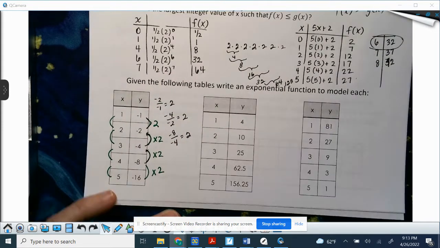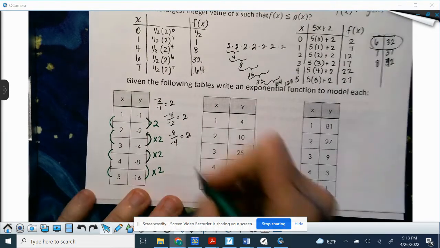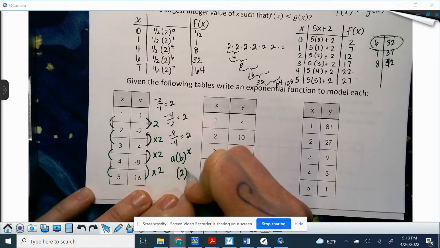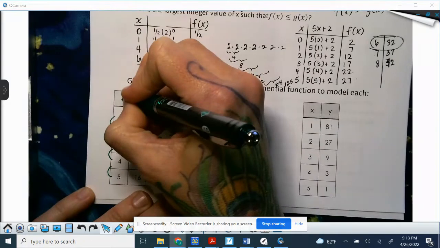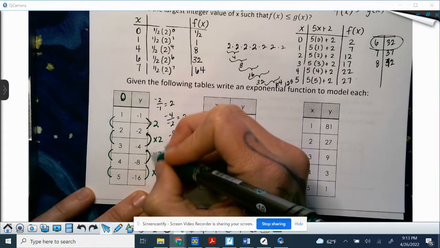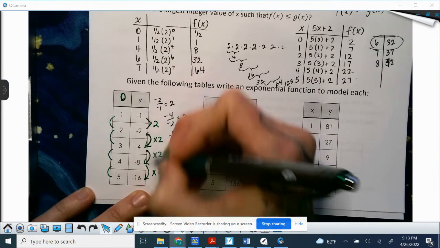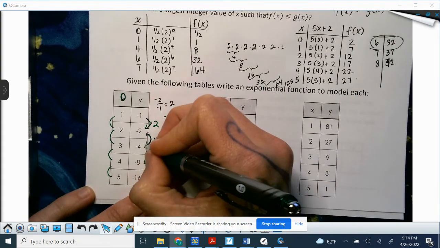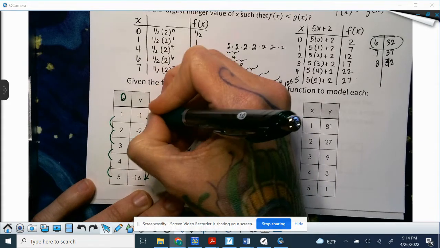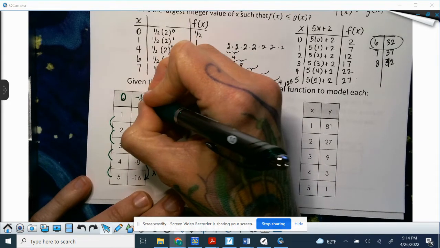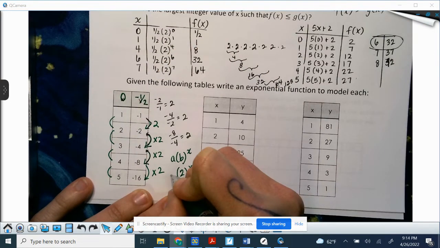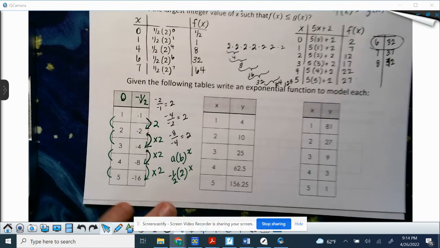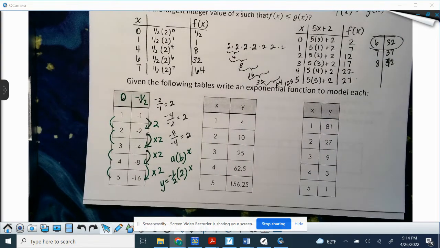The only thing we are missing is our y-intercept. So remember, we're writing a b to the x power. So our b value is going to be 2 for sure, and our a value. So that means if this was 0, what would be here? As I'm multiplying times 2 going down, working backwards, I'm halving, right? So half of 8 is 4, half of 4 is 2, half of 2 is 1, half of 1 is going to be a -1/2. So then it's going to be a -1/2, doubling to some amount. So y equals -1/2 2 raised to the x power.